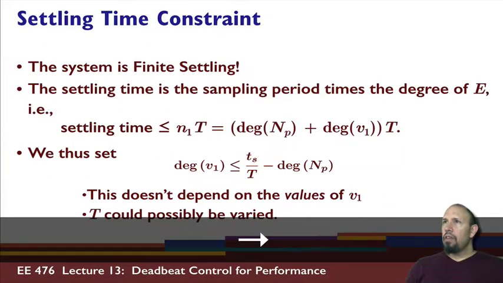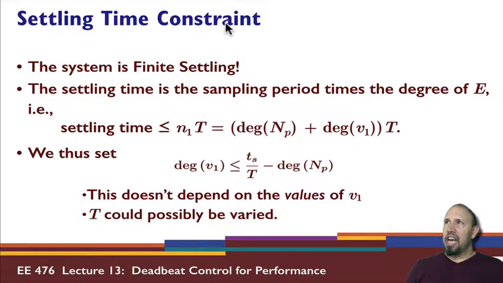Okay. Well, first of all, in terms of the settling time constraint, we know the system is finite settling, and the settling time is less than or equal to the sampling period times the degree of E, which I'm going to call N1. That degree is actually equal to the degree of NP plus the degree of V1. So obviously it's affected by the degree of V1. So the larger V1, the longer it takes to settle.